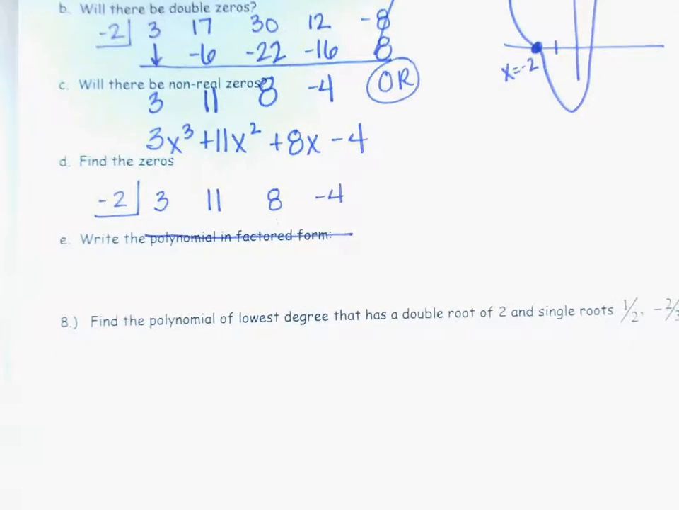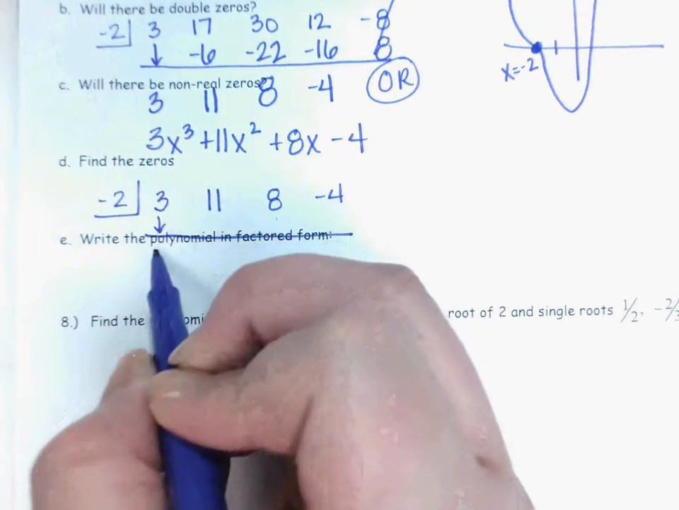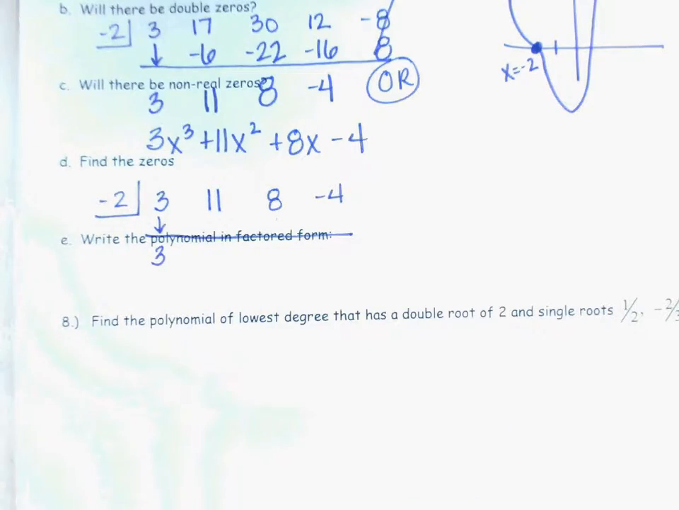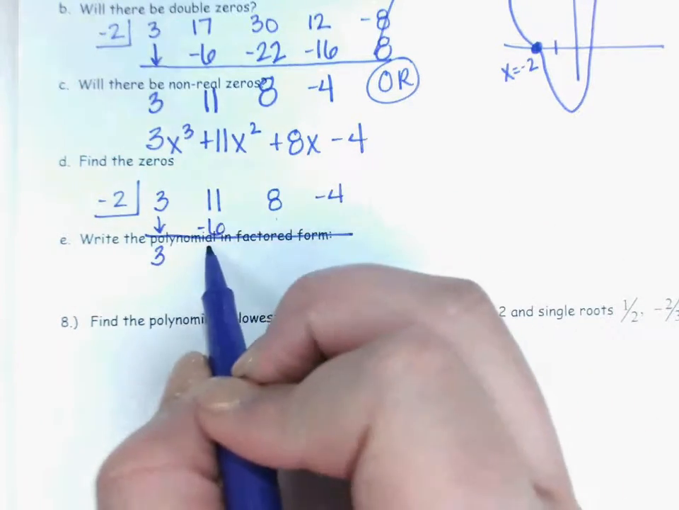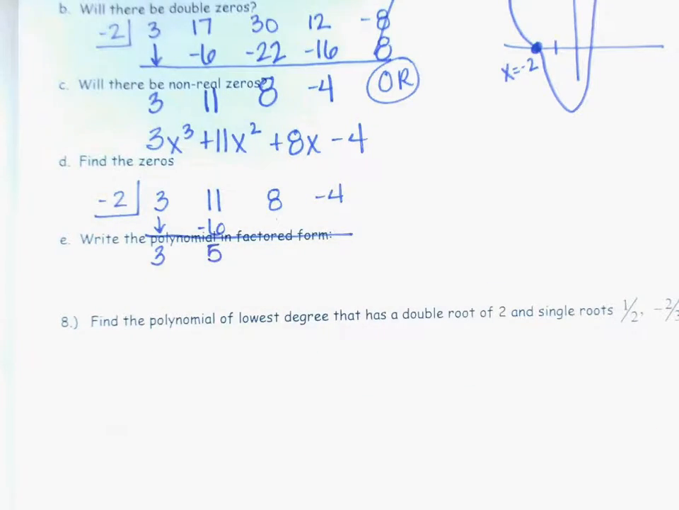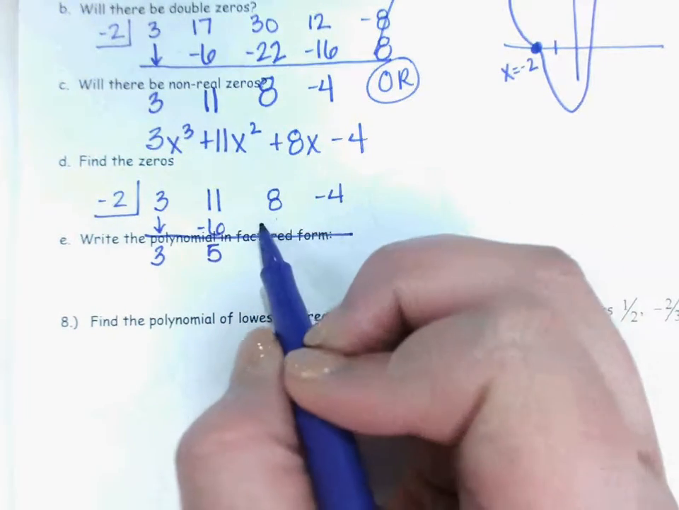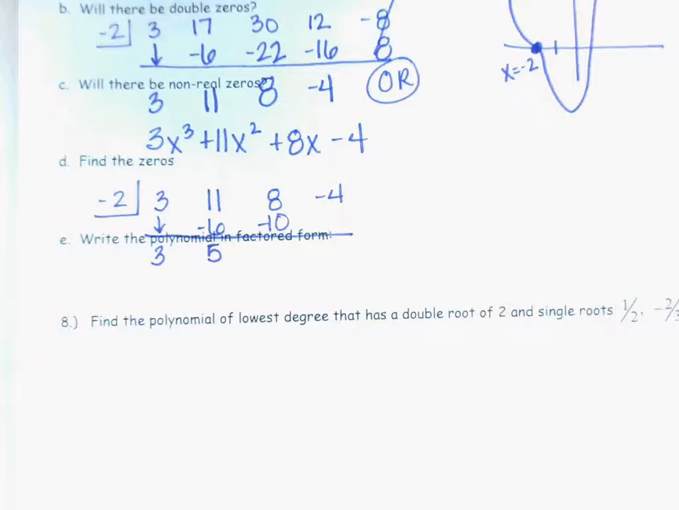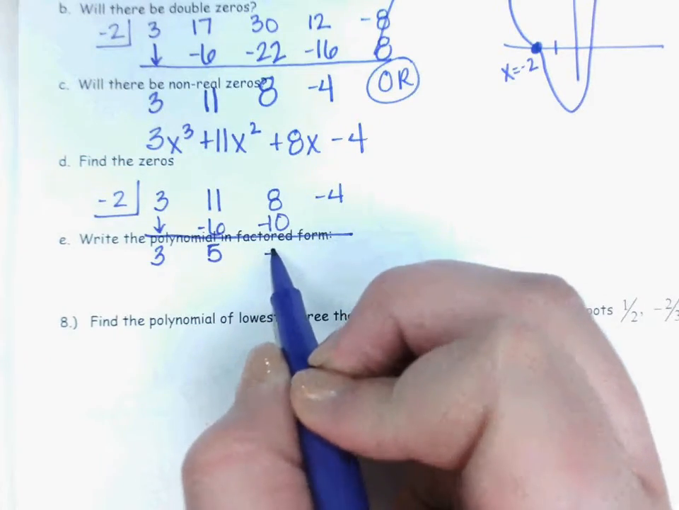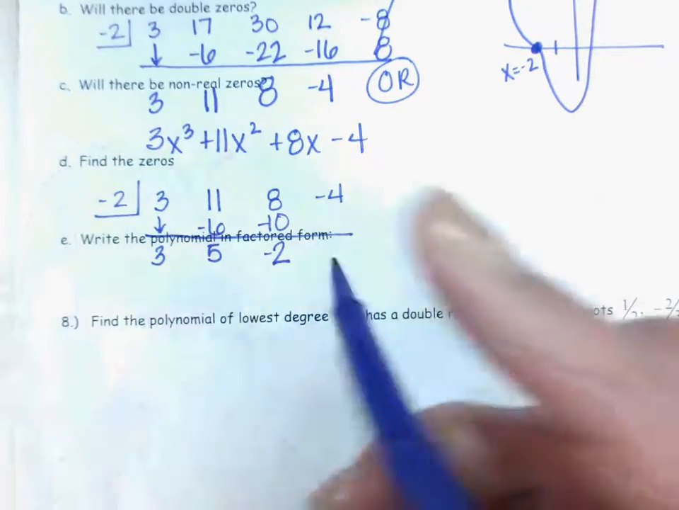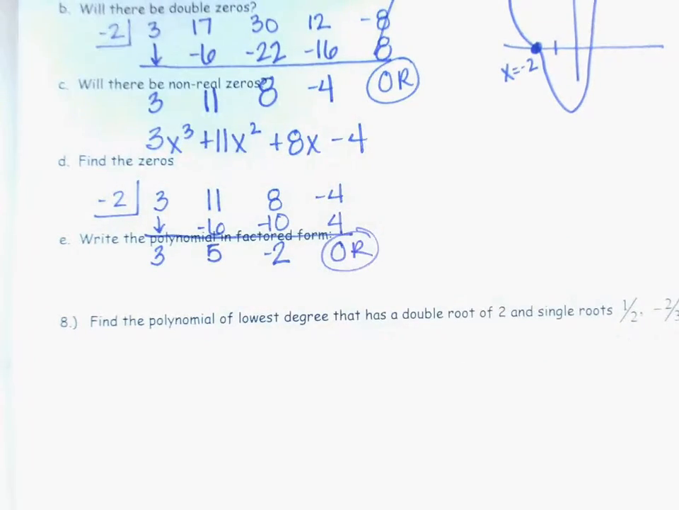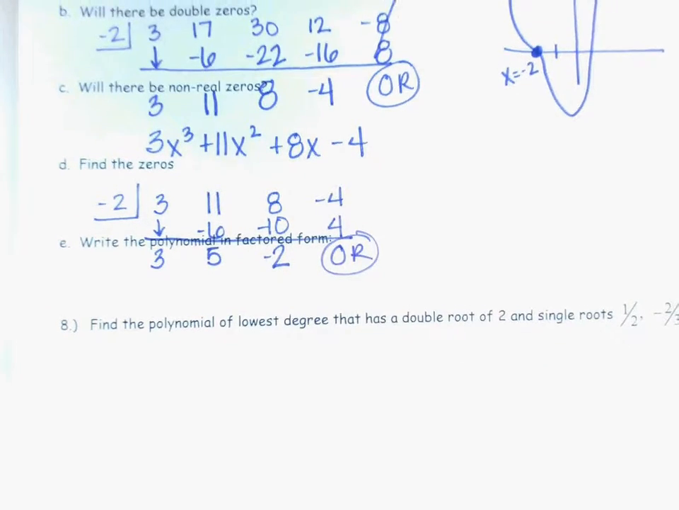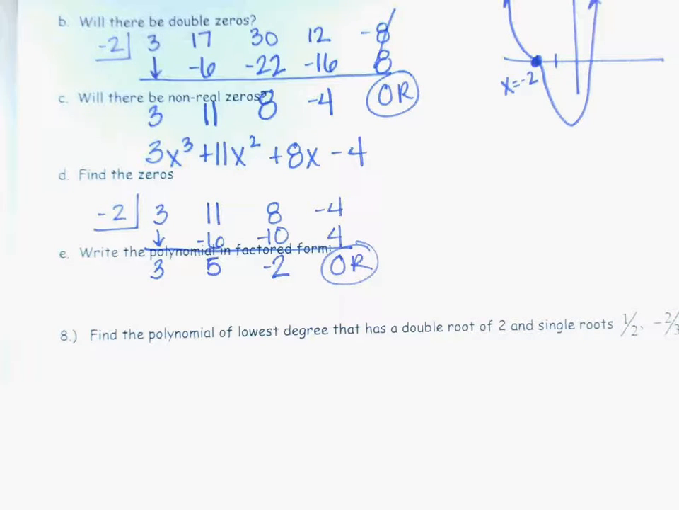Last time. 3 carries straight down. What's 3 times negative 2? Negative 6. 11 minus 6 leaves 5 left over. 5 times negative 2 is negative 10. 8 minus 10 is negative 2 times negative 2 is 4. My remainder is 0. So that's not a single root. At this point, it's already a double.